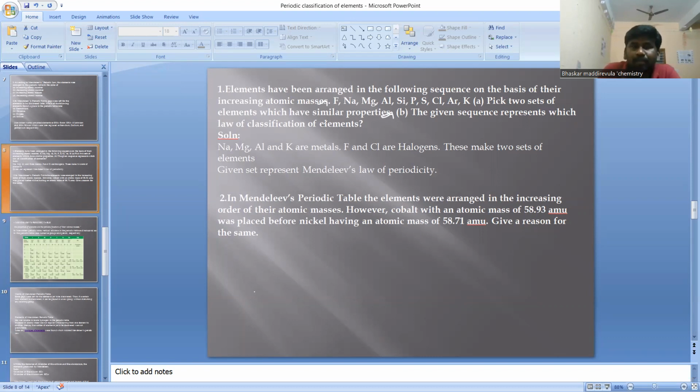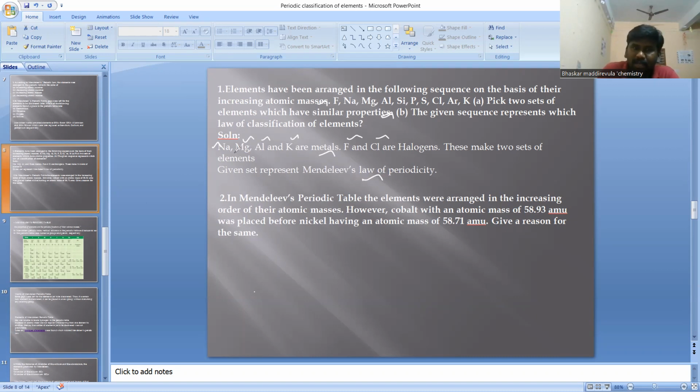Now, when you see these elements, sodium, magnesium, aluminum, silicon are metals, and fluorine is a halogen. There are two sets of elements. The given set represents Mendeleev's periodic table. When you see the Mendeleev periodic table, you can see these are the metals, like sodium, which will be separate.